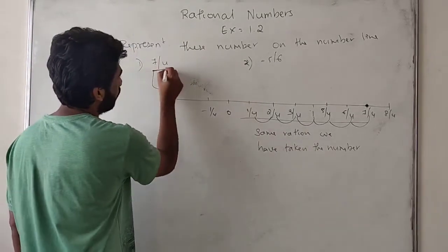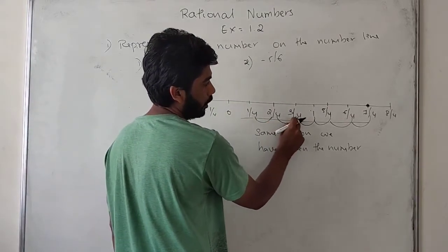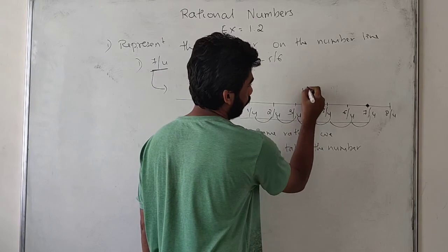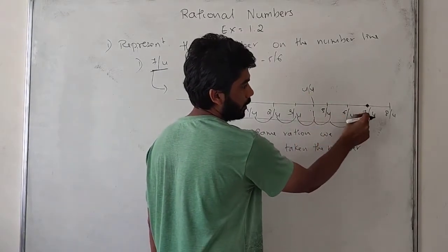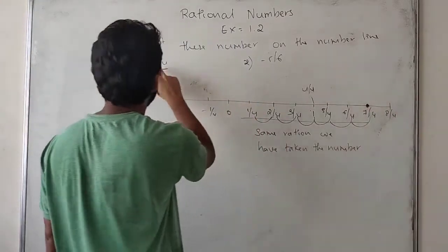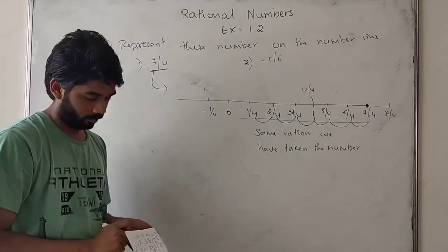So this is the number 7/4. From 0 we came here, then 2/4, 3/4, 4/4. This is nothing but 4/4, which I wrote as 1. Then 5/4, then 6/4, then 7/4. So here the number 7/4 comes. Okay, note it down. I will do the second one.